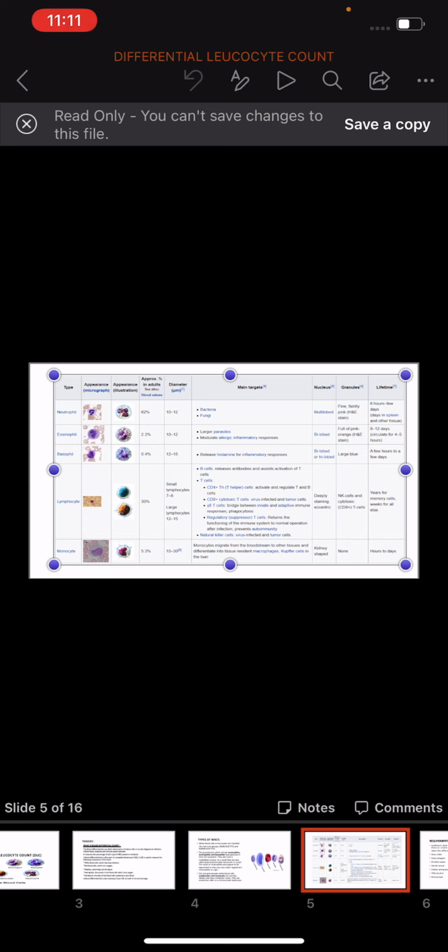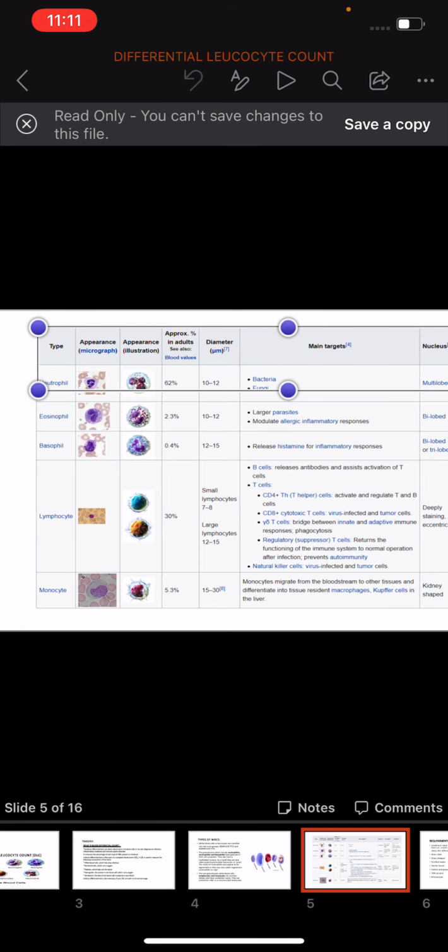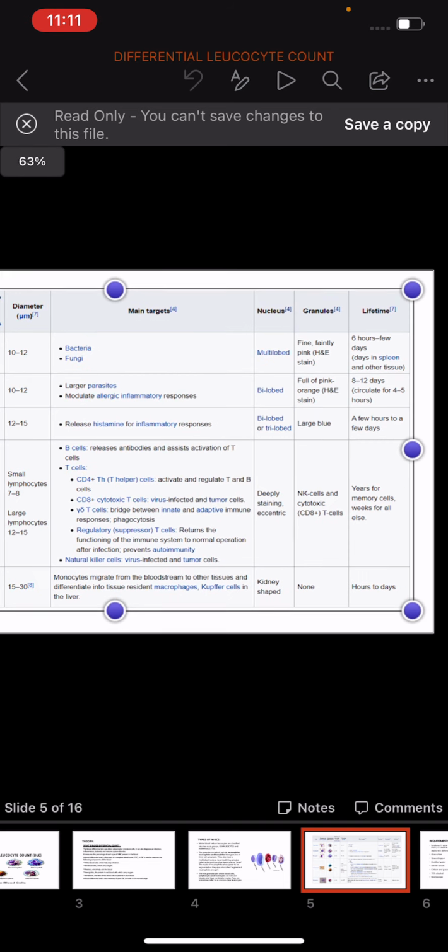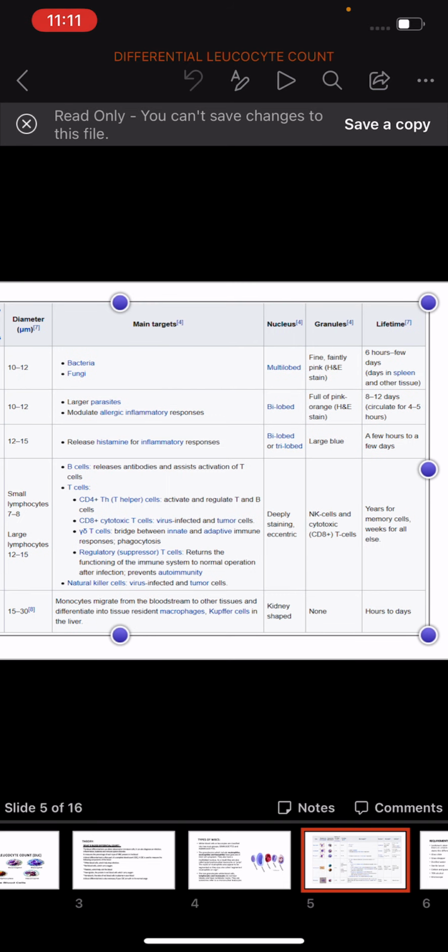Then we have another type, eosinophil, which is present about 2.3% in adults. Its diameter is 10 to 12. Its main target is larger parasites, and it modulates allergic inflammatory responses. Its nucleus is bilobed. Its granules are full of pink-orange color, and its lifetime is 8 to 12 days.